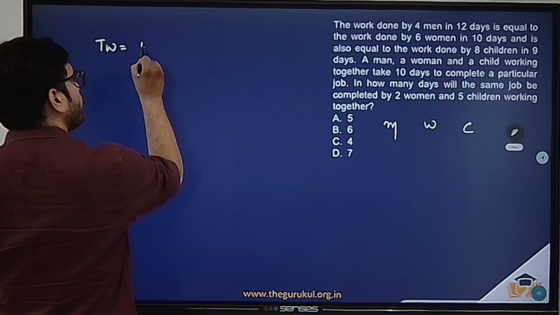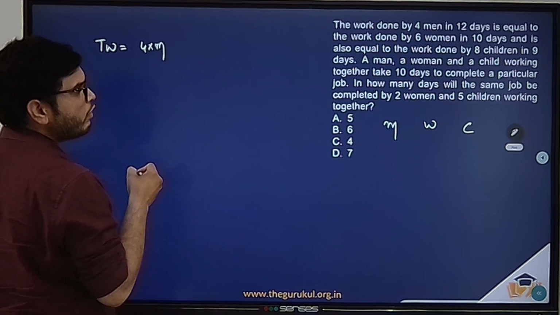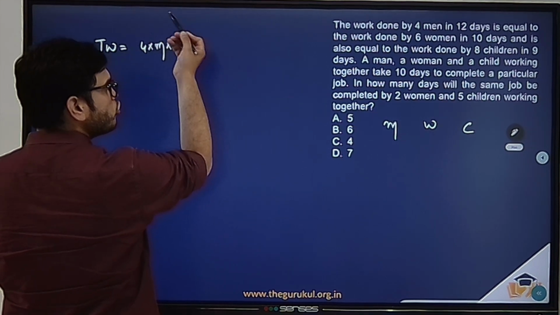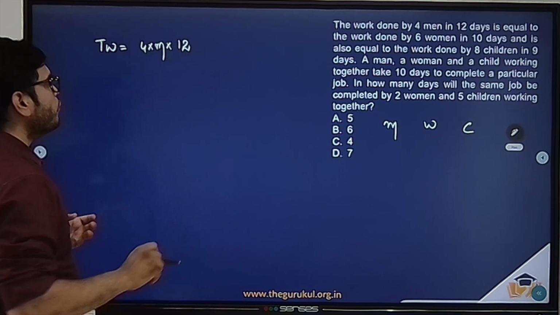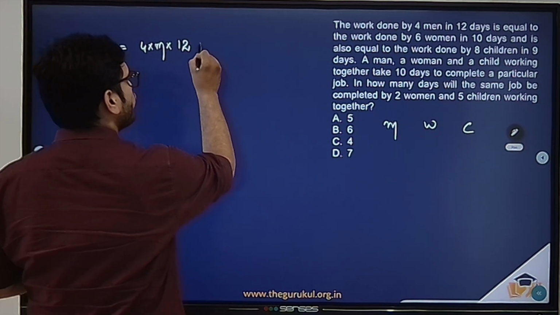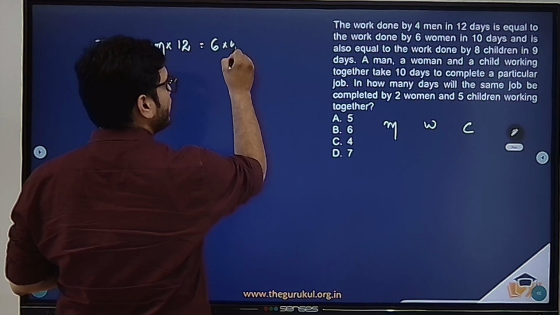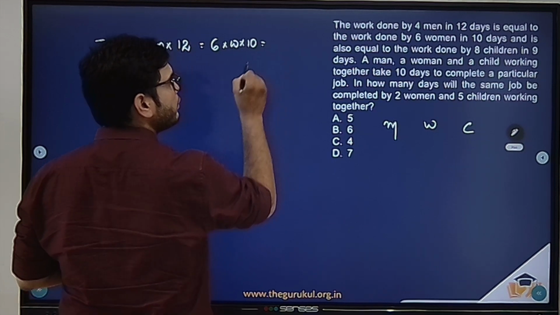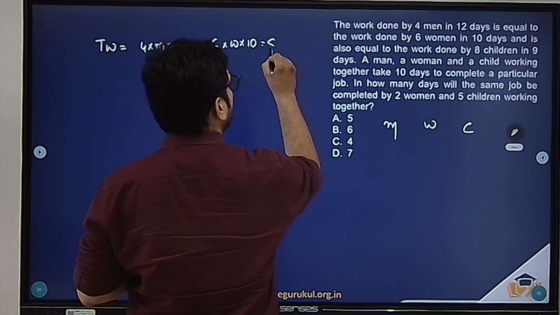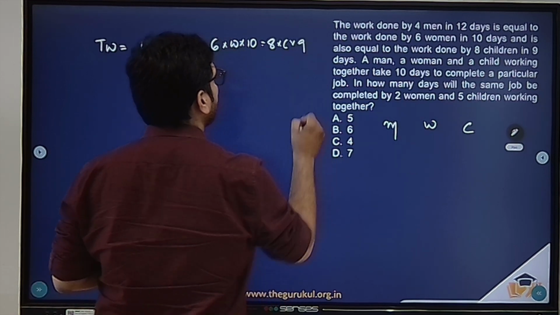So 4 men will be doing 4M units of work in one day, and to get the total job done, they need to work for 12 days. So 4M into 12, this should be equal to 16 women, 10 days. This should be equal to 8 children, 9 days.